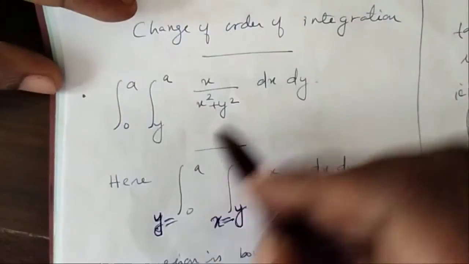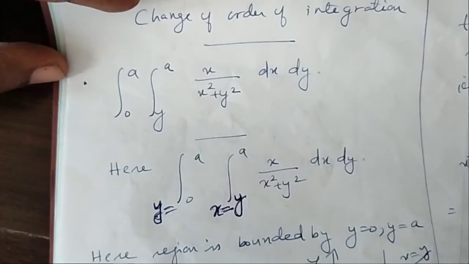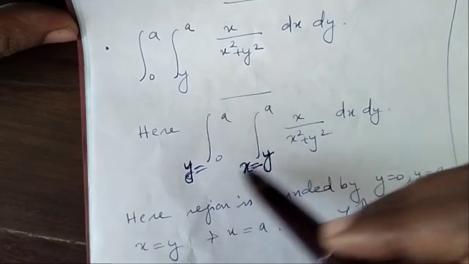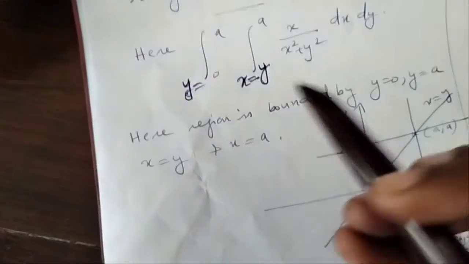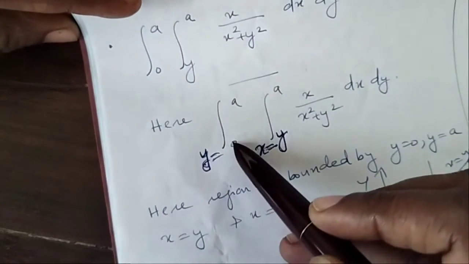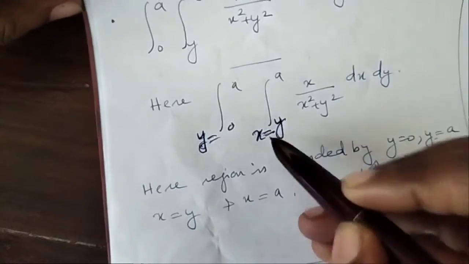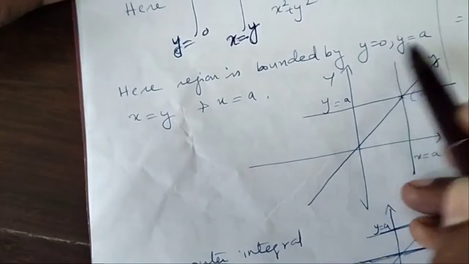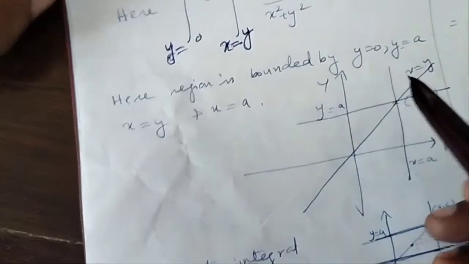So only the integral is given, no region is given. But we can find the integral region also. By checking the limits, we can draw the region. So which are the limits? y is equal to 0, y is equal to a, x is equal to y, x is equal to a. Write these four equations. So the region is bounded by these four equations.